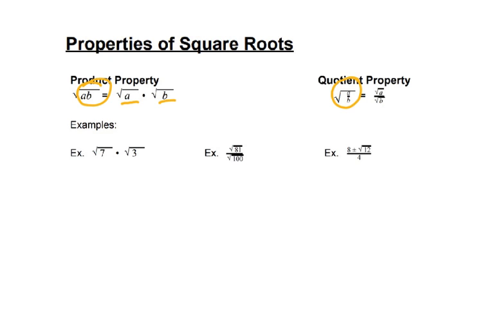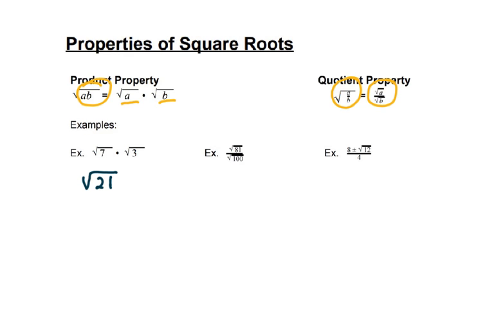When you divide two numbers, you can also split those up into the square root of a divided by the square root of b. Okay? So let's take a look at our example that we have here. Our first example says the square root of 7 times the square root of 3, meaning that you could multiply those together as the square root of 21.